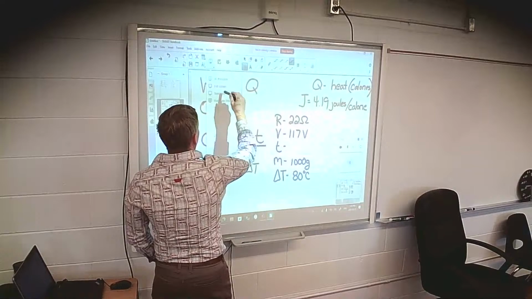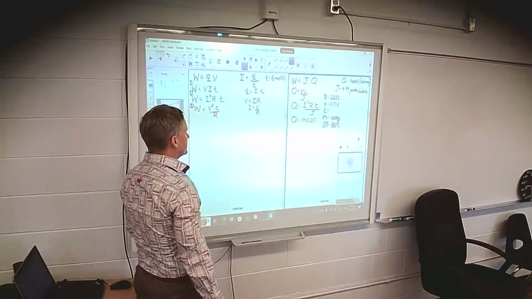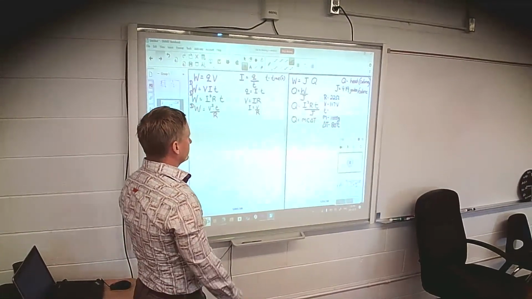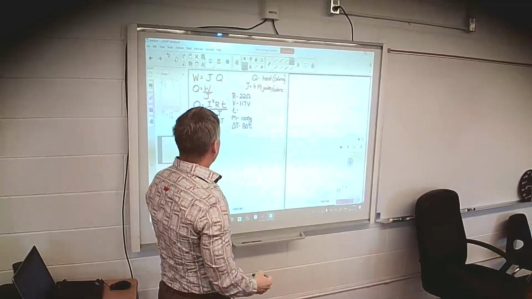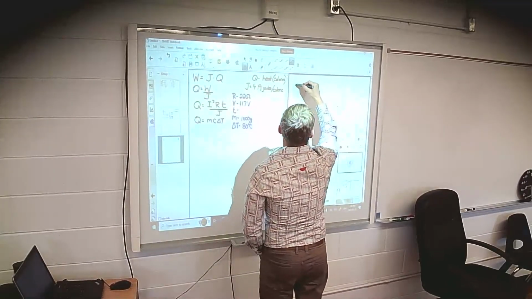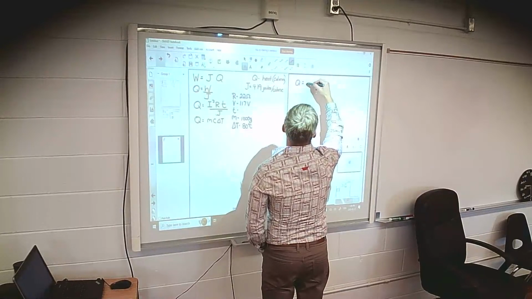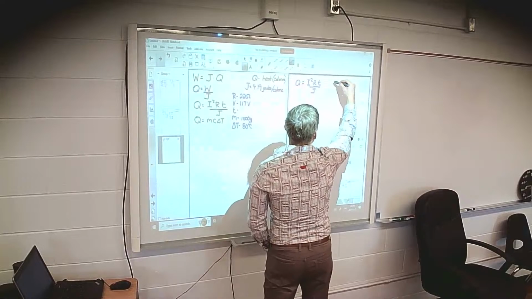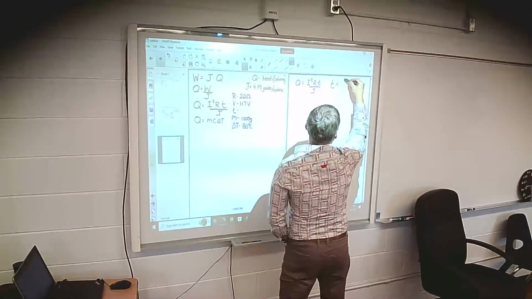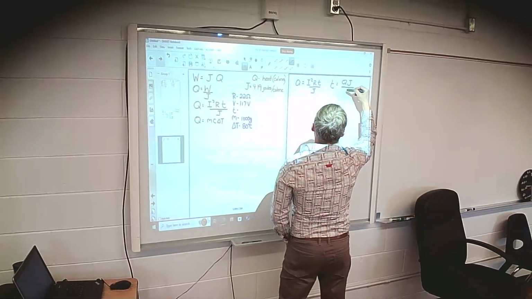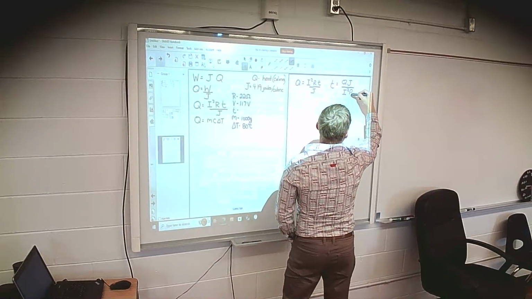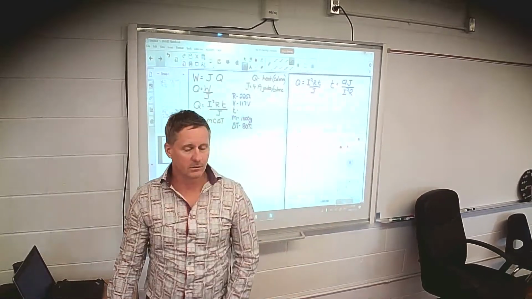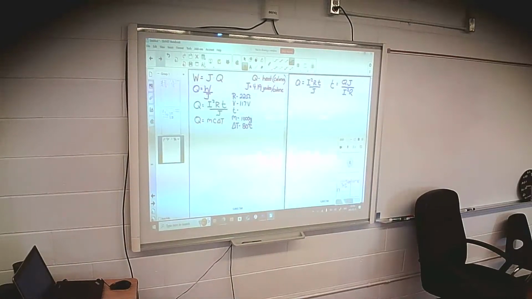So what we have to do then is look at these two equations that we wrote down here and see what we're given. I want time, so I have to use Q equals I squared RT over J, and I want to solve for T. So T is equal to QJ divided by I squared R. All I did was arrange to get time by itself. Times the J up, divide by I squared R.